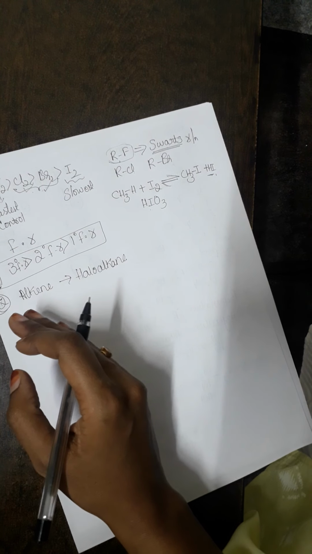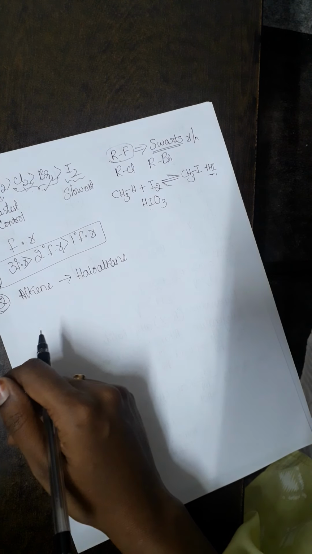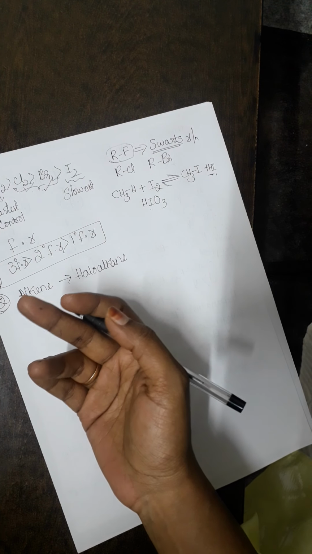So what type of reactions do they undergo? Addition reactions. What do you mean by addition reaction? Very simple. You are breaking a pi bond. A pi bond can be a double bond or it can be a triple bond.